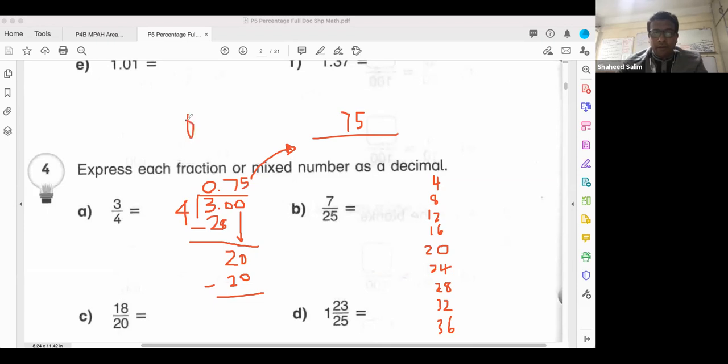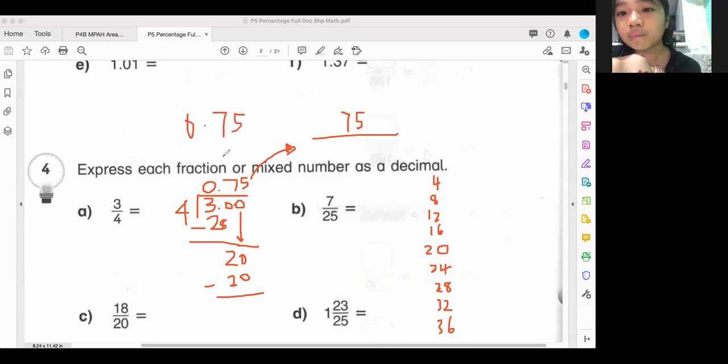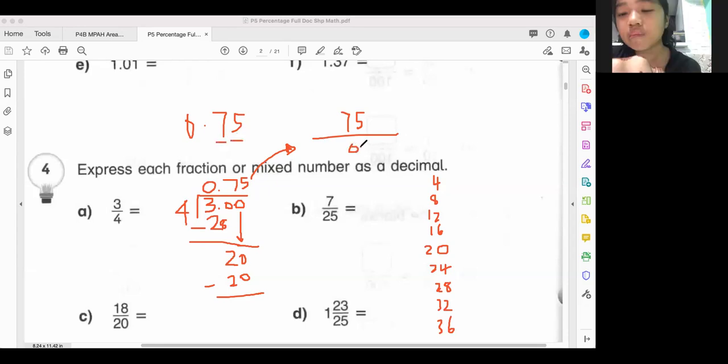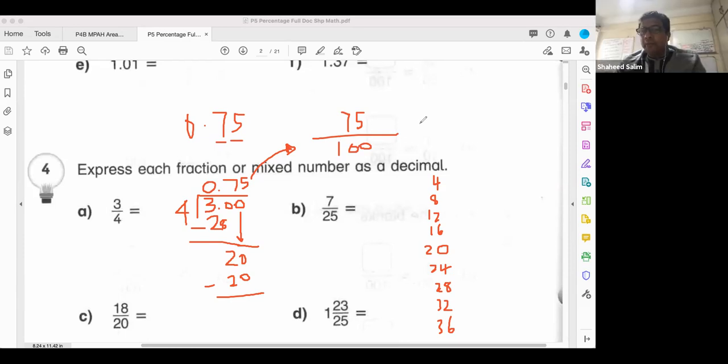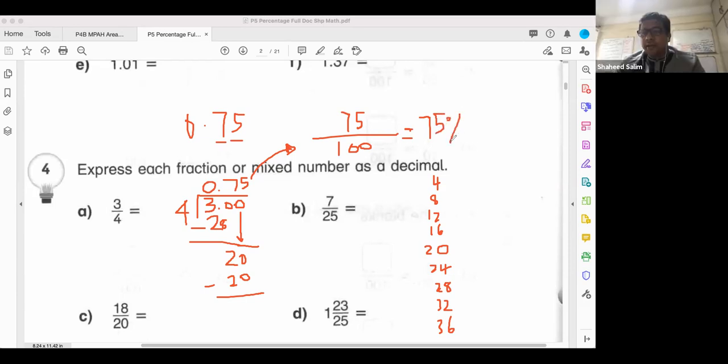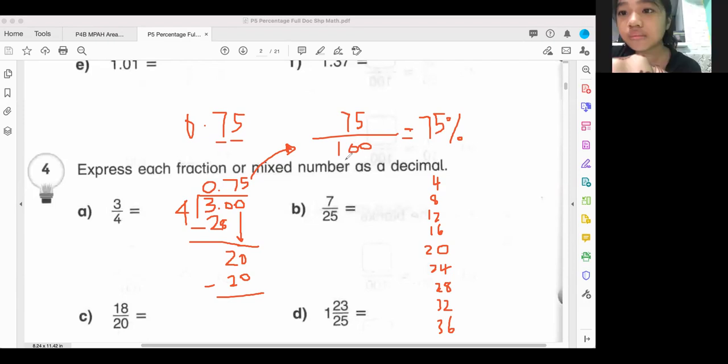Look at it carefully. Ones, tens, hundreds. You see there's 2 zeros. Okay, from here, you change it to the percentage. What is the percentage here? This is 75%. Why 75%? Because this is already 100.